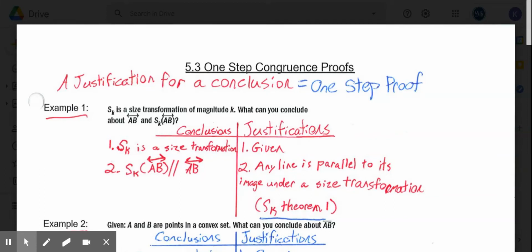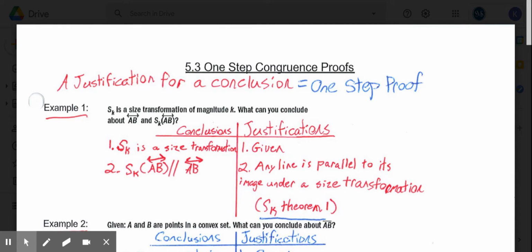Welcome to lesson 5.3, one-step congruence proofs. So we are going to look at our beginning idea of proofs based on congruence, but only proofs that we consider one step, meaning from our first given information or our first conclusion to our final conclusion, there's only one step in between. Justifying your reasoning, justifying the conclusion you come to, is known as a one-step proof.